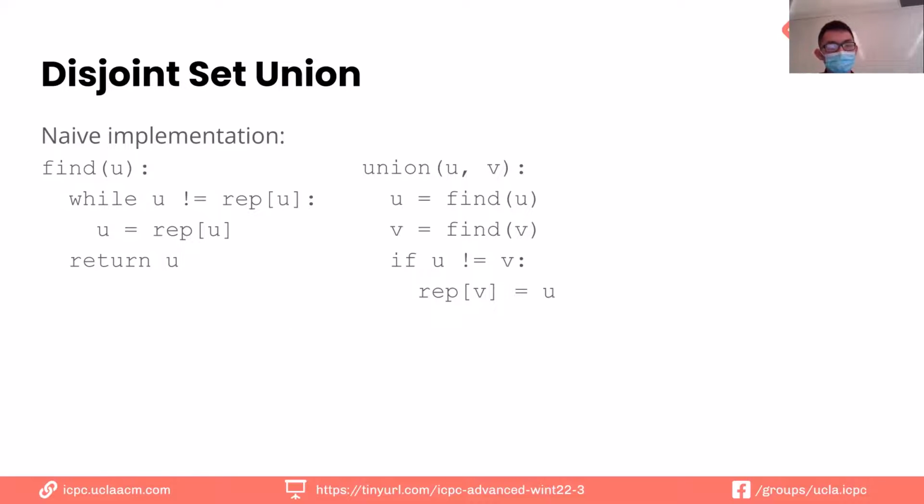And here's the naive implementation. So for find, while U is not the representative for U, we keep going to its representative. Then at the end, U will be the representative for the set where U is in. And for union, we first find the representatives for the 2 elements. And then if they're not the same, that means U and V were originally not in the same set, then we just set one of their representatives to the other.